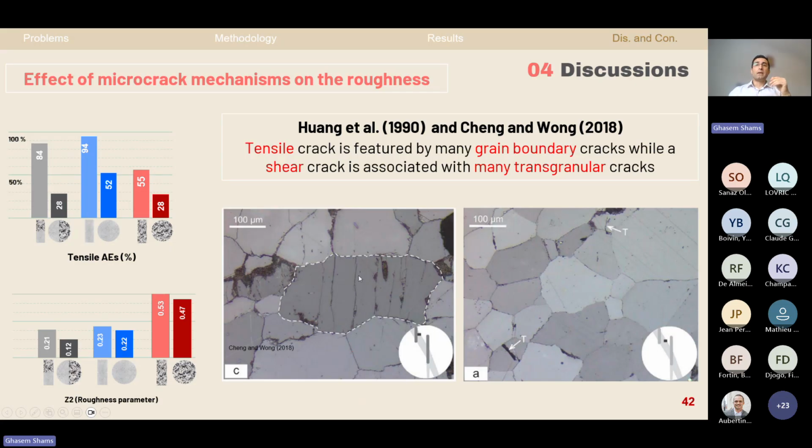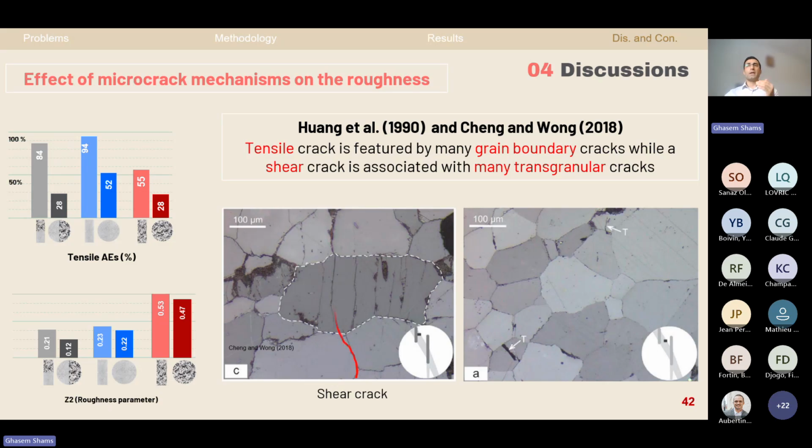As you can see, shear cracks, because they have higher energy, consume more energy, with more loads. They can pass through the grains directly. Therefore, they produce a less rough, smoother surface.